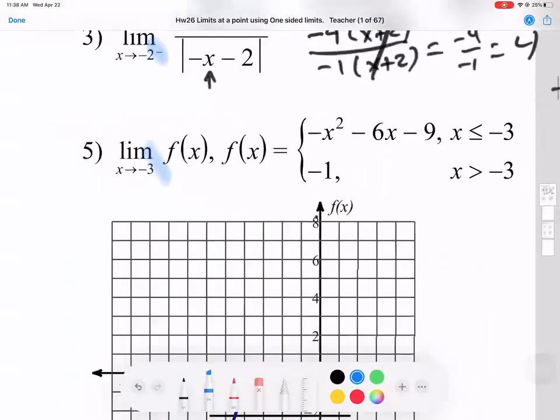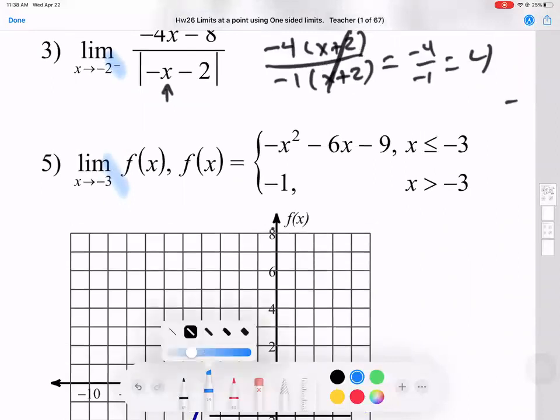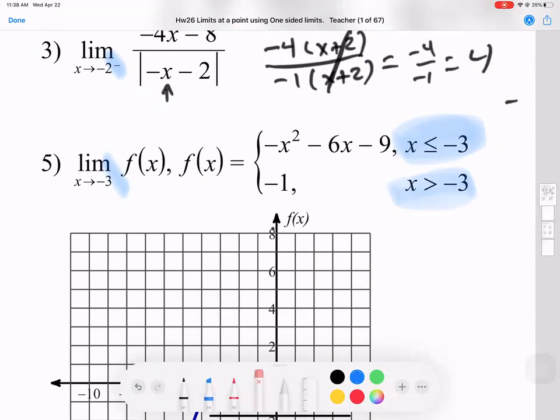Now, if you look at the way I'm writing this, this is a composite function of two different functions. And this is my left side because x is less than negative 3, that's my left side. And that's going to be my right side, which is greater than negative 3. So we're just going to go ahead and plug it in. Please plug in -3 into the problem and -3 here.